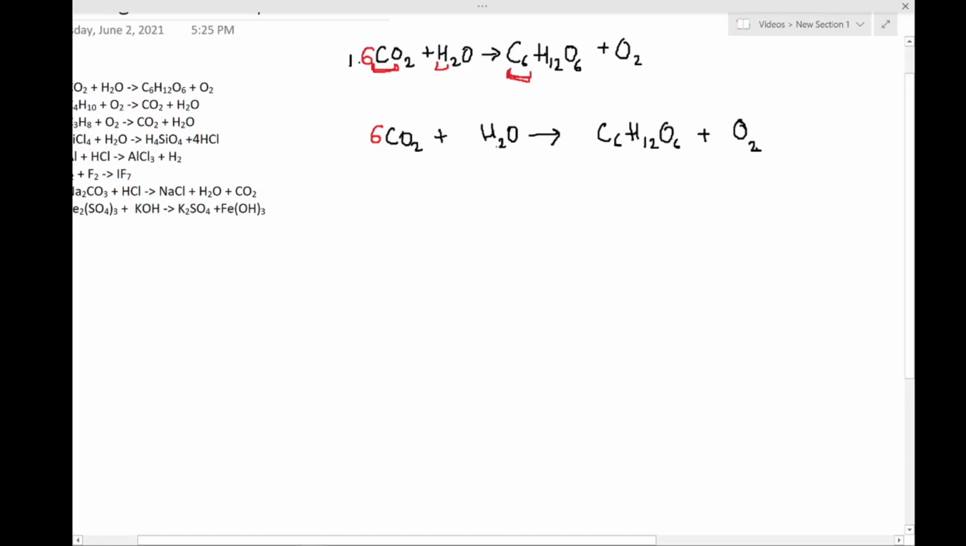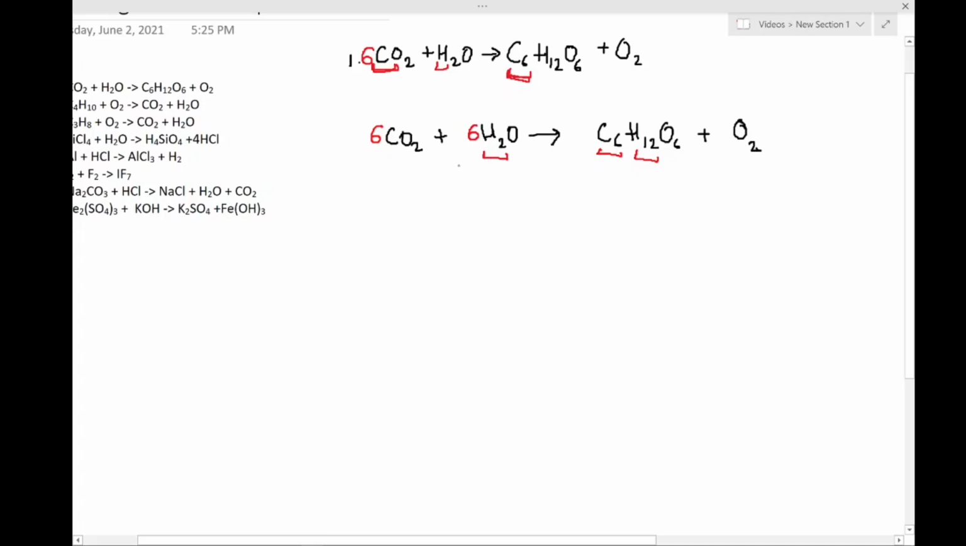Now we want to look at the other element which appears only once, and that would be our hydrogen. So the H2 over here goes to H12 over here. So we can see that the 2 is being multiplied by a factor of 6, so we're going to add another 6 in the front of water. Now the coefficient of water is also 6. Now this makes things a little bit easier for us because we've balanced the carbons, we've balanced the hydrogens. Let's just do a quick check. So 6 carbons here are giving us 6 carbons here, and 6 times 2, which is 12, 6 hydrogens are giving us 12 hydrogens over here.